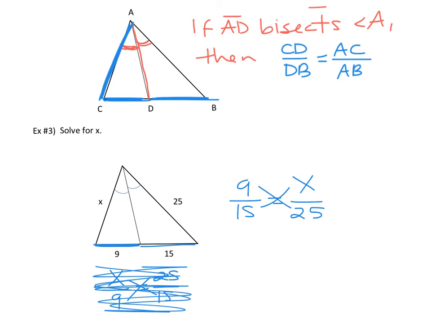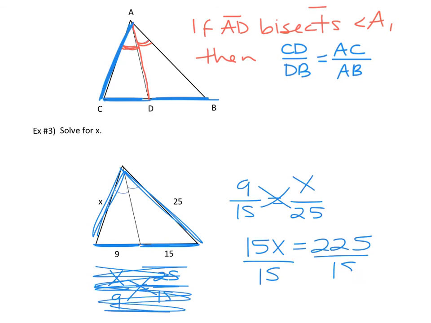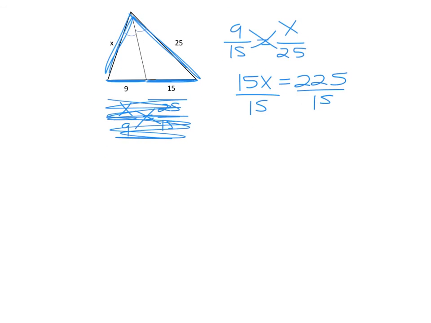So set up the things that are related to each other, 9 to 15, x to 25, cross multiply, so you get 15x equals 225, divide by 15. What's 225 divided by 15? 15. Perfect square.